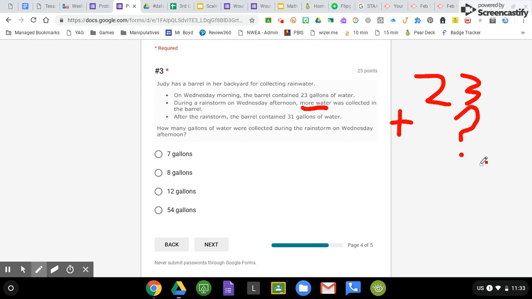But we do know that after it was added, there's now 31 gallons of water in the barrel. So, how much water was added to your 23 gallons in order to get to 31 gallons?